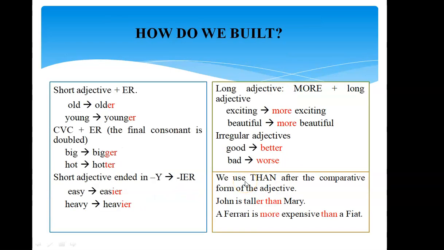So let's continue. How do we build short adjective plus er? For example, old, older, young, younger. The final consonant is doubled. Big, bigger. Hot, hotter. We add to the consonant. Double T, double G.